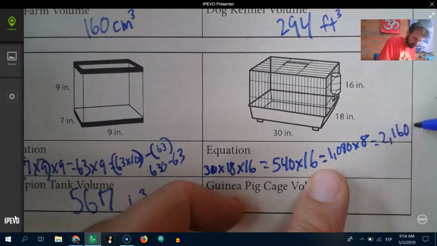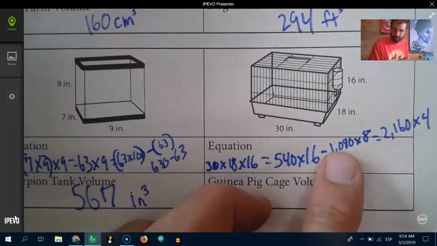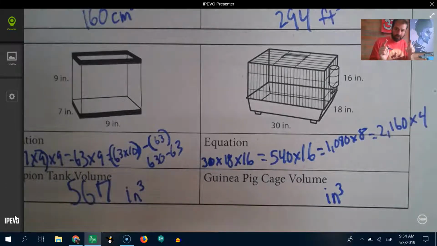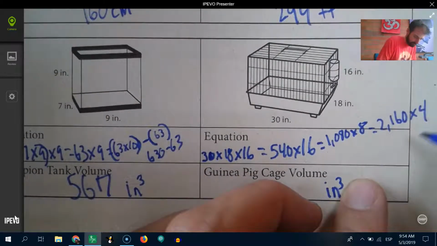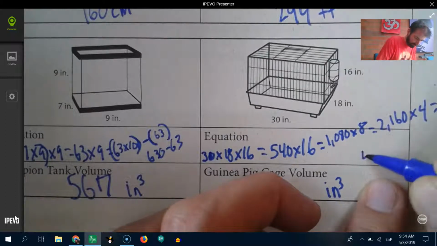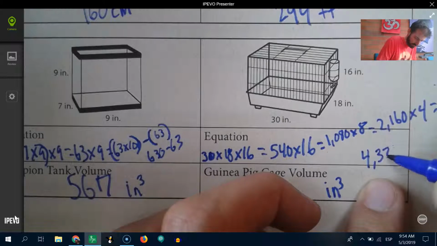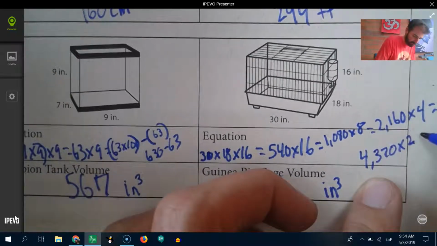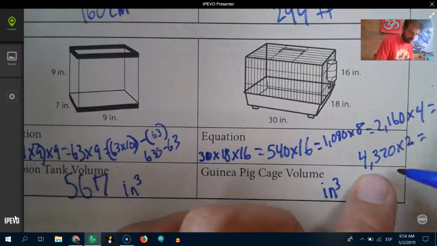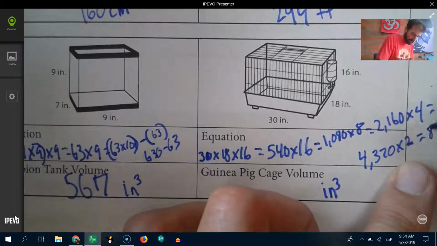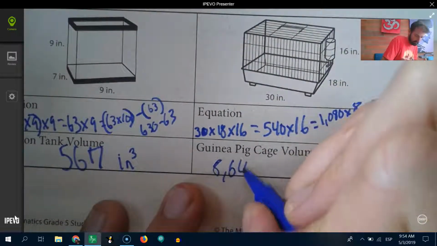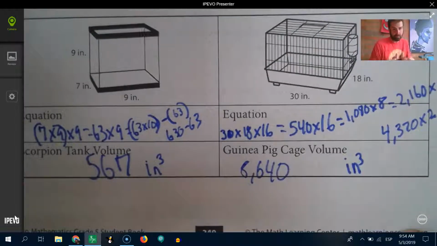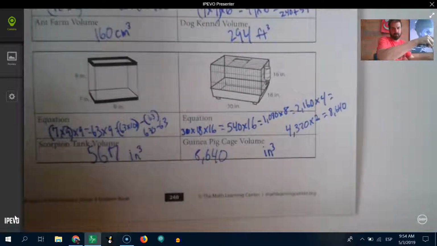So this is the same thing as 2160 times 4. Again, I doubled this, I halved this. If I double one factor and I halve the other, then I've kept everything balanced in the world of multiplication. I'm going to do that again, double and halve. That's going to give me 4,320 times 2. I could just double it, so let's just do that. 4,320 times 2 is 8,640. So that is 8,640 inches cubed.